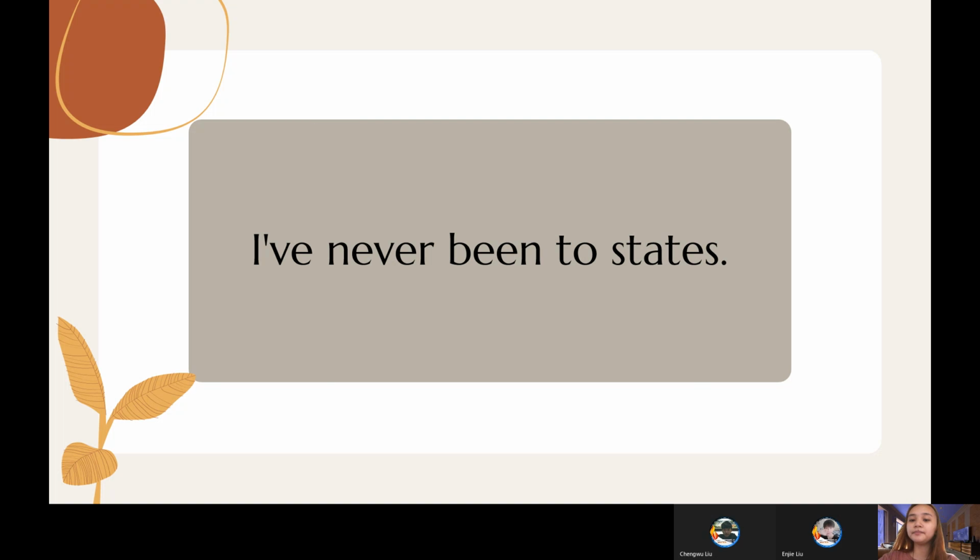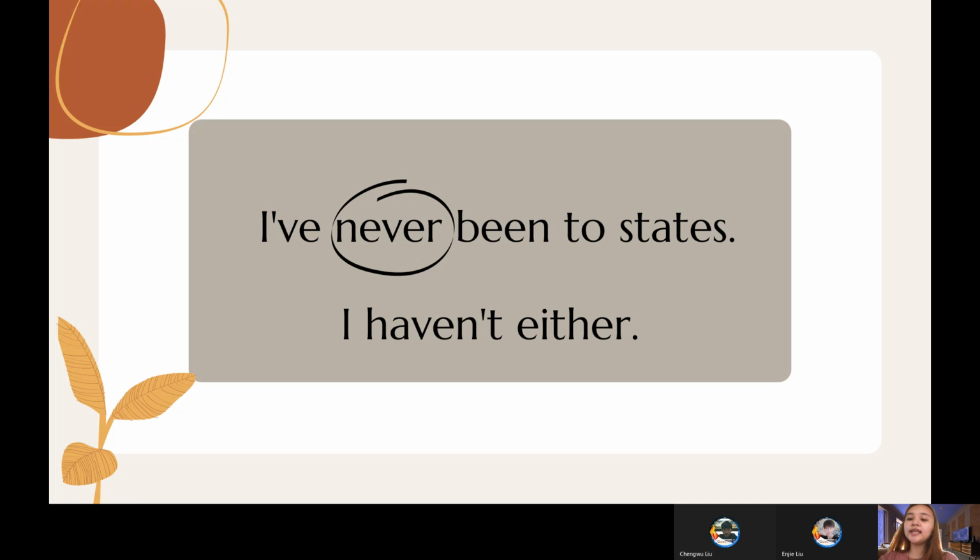Can you please read? I've never been to the States. Okay, I've never been to the States. Never here makes the sentence negative. So the response will be I haven't either. So in this sentence, we use either to say that we haven't been to the States, okay? Instead of saying I haven't been to, the speaker uses either instead. Are we clear with that? Yes, ma'am. Okay, so I think we should proceed with neither as an adverb.